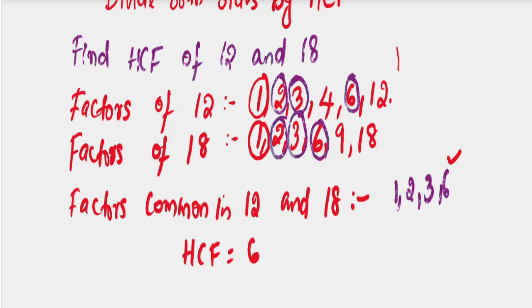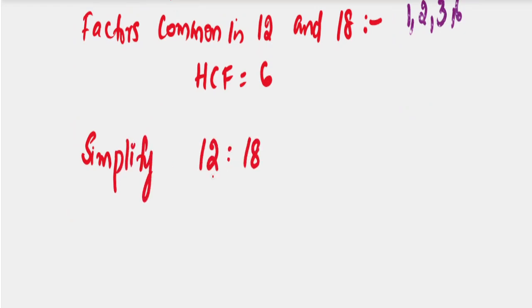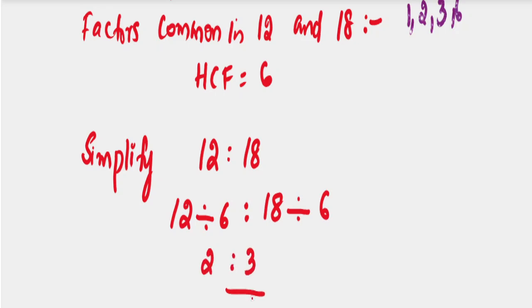Now we learned how to find the HCF of two numbers. Now we can simplify 12 is to 18. In order to simplify, we have to divide both sides by the HCF. That is 12 divided by 6 is to 18 divided by 6, which is 2 is to 3. So the simplified form of 12 is to 18 is 2 is to 3. This is how we simplify ratios.